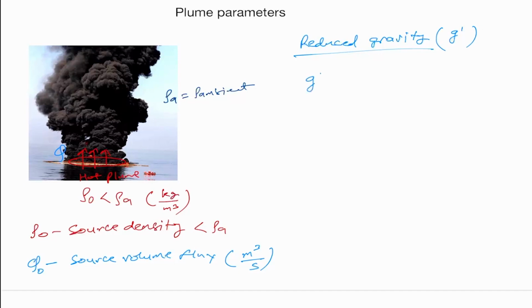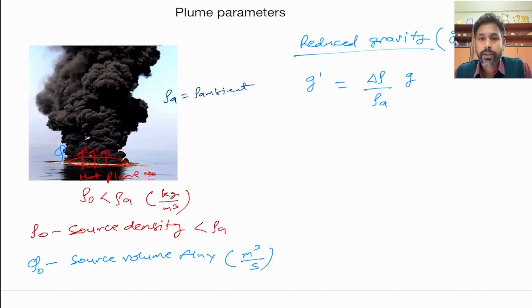Okay, so g prime is defined as delta rho divided by reference density multiplied with g. Delta rho is the density difference between the lighter fluid and denser fluid, which is divided by the reference density. And now when you multiply that with g, that gives you a thing called reduced gravity. So basically it's the effect of density difference and gravity together. And this signifies how much buoyancy force the hot fluid has for it to rise upward.